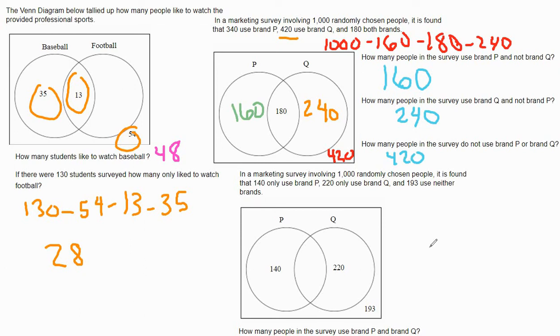For the question below, in a marketing survey involving 1,000 randomly chosen people, it is found that 140 only use brand P, 220 only use brand Q, and 193 use neither brand. So the question, which is way down here at the very bottom, is how many people in the survey use brand P and brand Q? That would be this part right here.